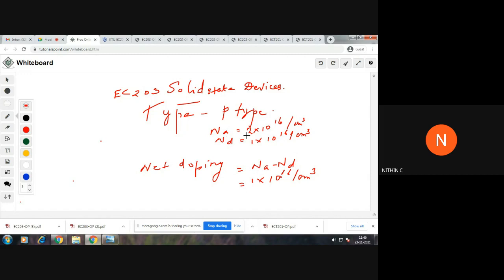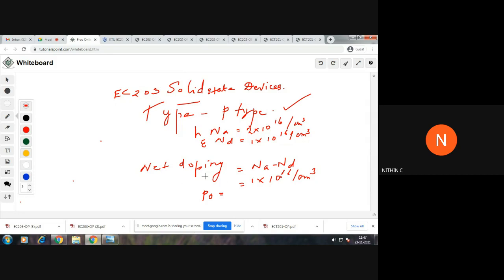Now you already know that 2 into 10 raised to 16 is always greater than 1 into 10 raised to 16. So effective value will be acceptors or holes. If you combine and subtract these two, what is left behind is holes. Holes are the majority carriers in p-type. Otherwise, you know the type is already mentioned as p-type. So what will be the majority carriers that you are going to get? You are obviously going to get holes, which means that Na minus Nd will be giving you the value of holes, P0. Fine. You will be getting the value of P0.